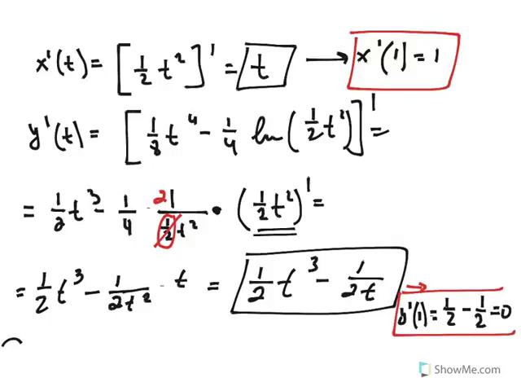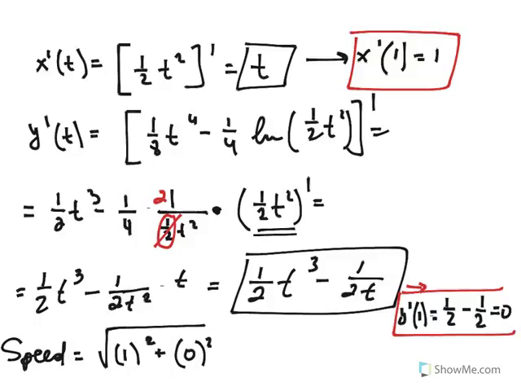So to find the speed, we're going to take the square root, square your x prime of 1, which is 1 squared, and square your y prime of 1, which is 0 squared, and you get 1. So that's your final answer. And that's how you find the speed in this case.